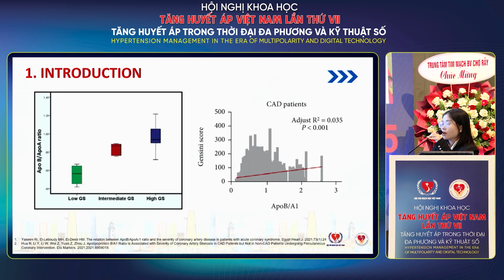And similarly, 2 studies conducted in 2021 by Janssen and Hore have shown a significant positive correlation between the ApoB to ApoA1 ratio and the Janssen score. It is a reliable scale to assess the severity of coronary artery injury in patients.